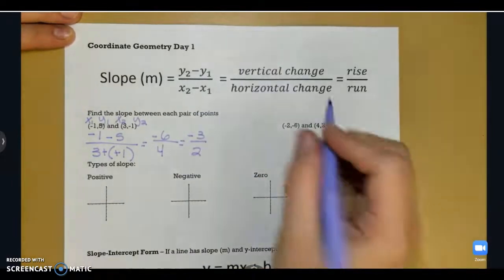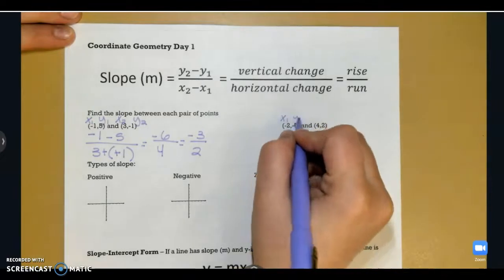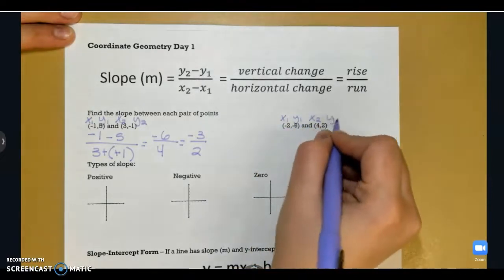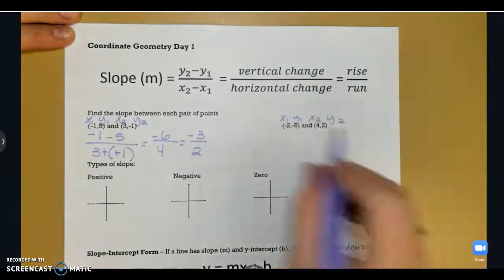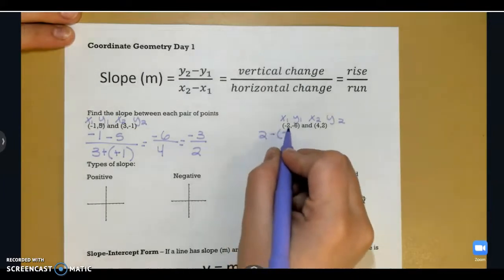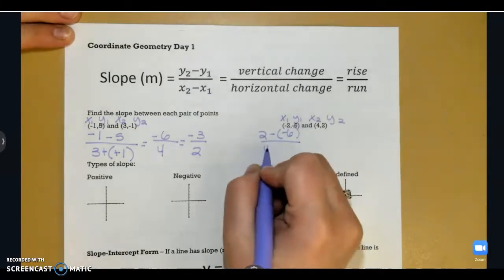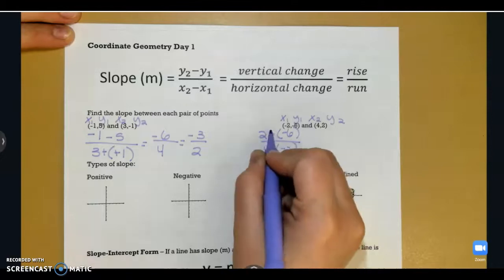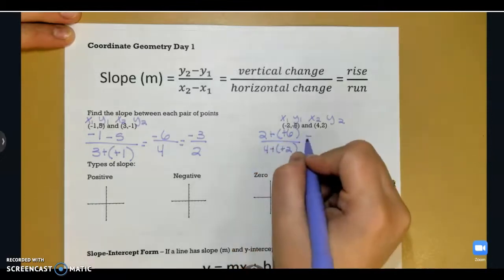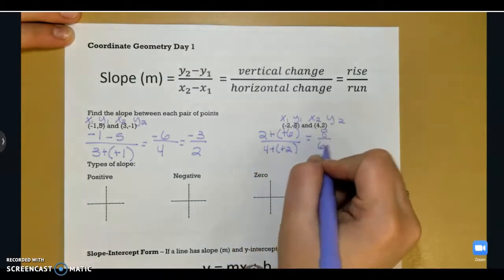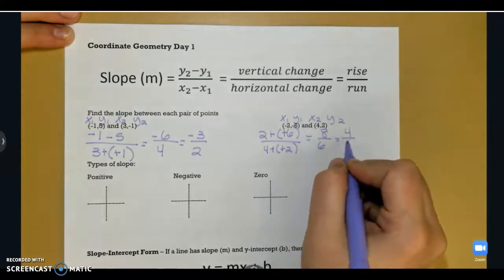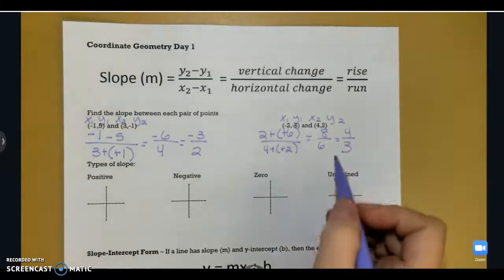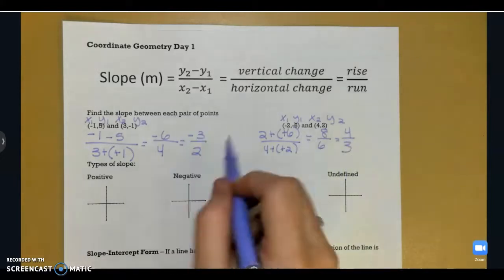Okay, let's practice again. I have another set of points, x1, y1, x2, y2. So again, plug them into my formula. It's going to be 2 minus negative 6 over 4 minus negative 2. So again, plus, plus, plus, plus. That's going to give me 8 over 6, which simplifies to 4 over 3. Now, this is a positive slope, and my first one was a negative slope.